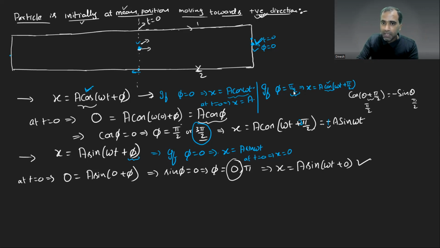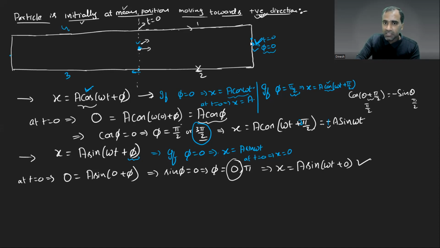But if the phase is pi by 2, where will you start measurement? Where is the particle? What is the position of the particle? If the phase is 0, this is the position. But if the phase is pi by 2 plus pi by 2, what is the initial position of the particle? See, motion happens like this: 1, 2, 3, 4, right?